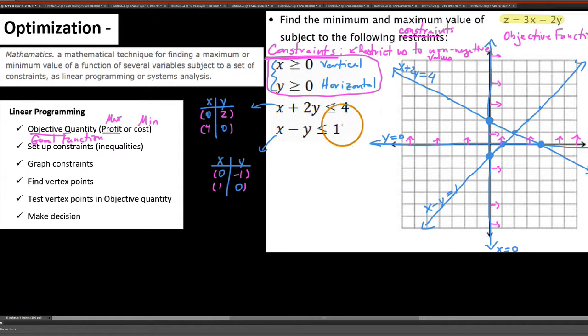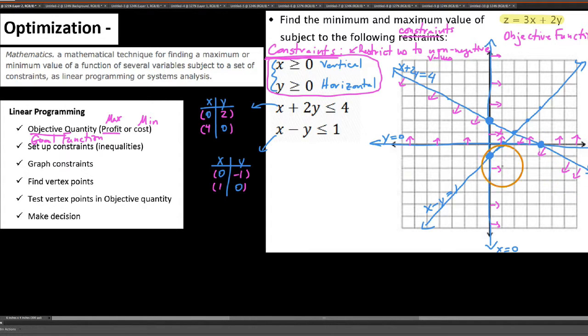Now testing a point on these other two constraints, I notice 0, 0 is on neither of them. So if I test 0, 0 into, let's say, this inequality right here, which goes with this constraint, I know this because I labeled it, I get 0 plus 2 times 0 is less than or equal to 4, or 0 is less than or equal to 4. So this is very true. So for that constraint, we're going to shade toward the side of this graph that contains the 0, 0 point, since that was a true statement.